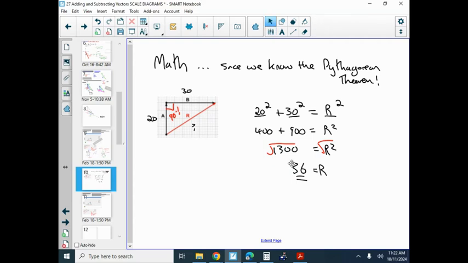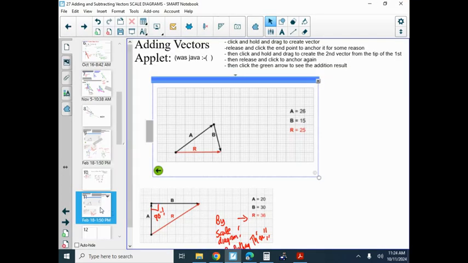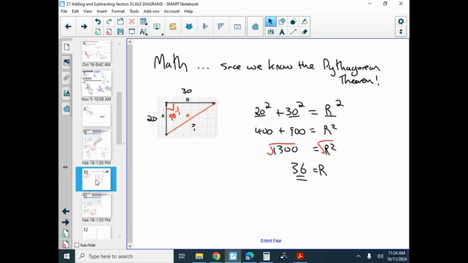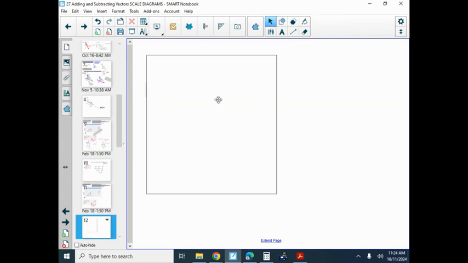If I did a bigger diagram and was more careful with measurements and so on, I'd get closer and closer to 36 with more and more accuracy. All right, so a decent result there, I'd say. And you can do that with all of the different types.